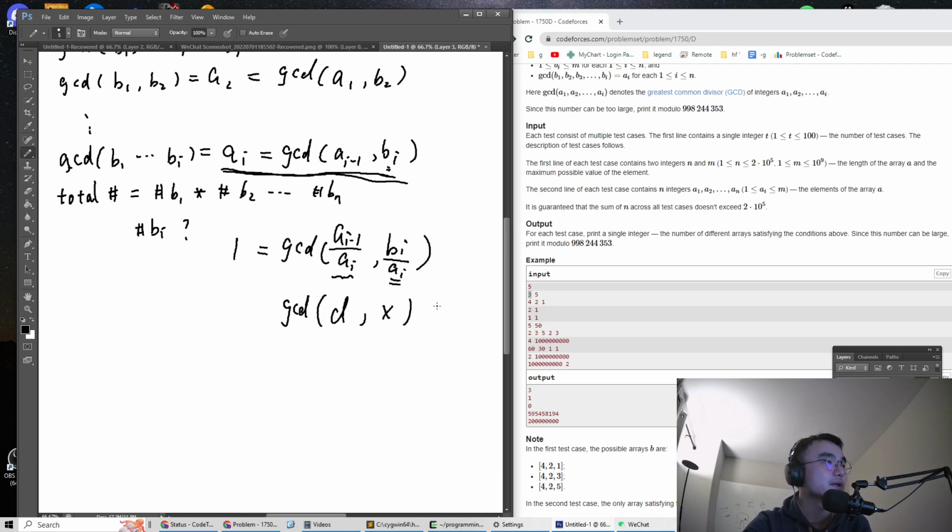And this should be smaller than or equal to m divided by Ai, right? And this is a known value, and the GCD should be equal to 1. So the problem is equivalent to calculating the total number of possible x that is coprime with d, which is a known value. So how do we solve this problem?